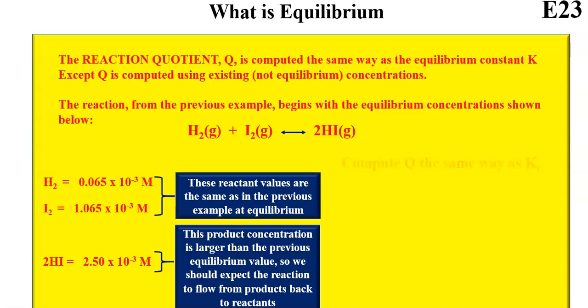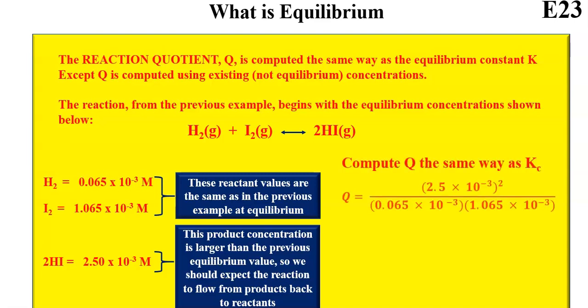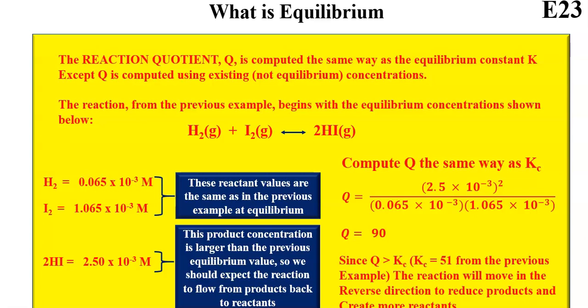So what do we do? We compute Q the same way that we computed K. You plug the numbers in, and what you end up with is a Q value of 90. Remember, the equilibrium K value was 51. Since Q is greater than K, Kc was 51 from the previous example, the reaction will move in the reverse direction to reduce products and create more reactants. So the reaction will move backwards.